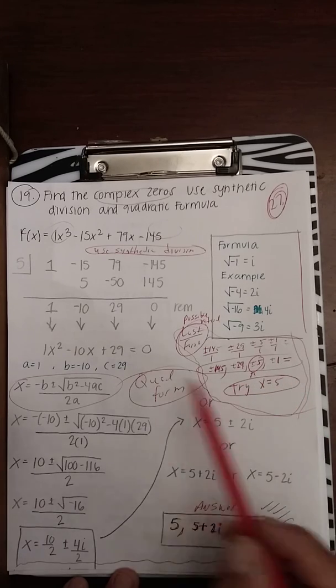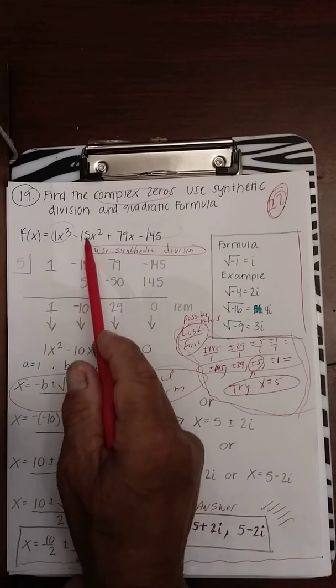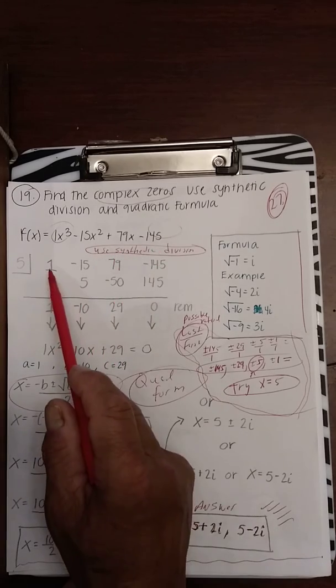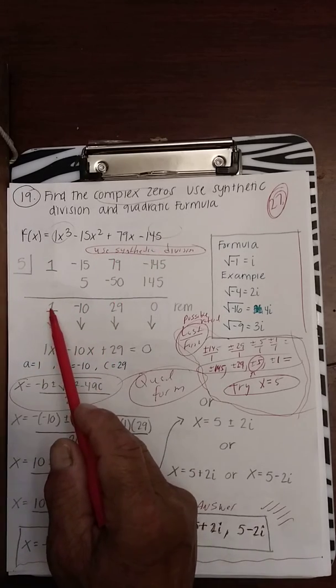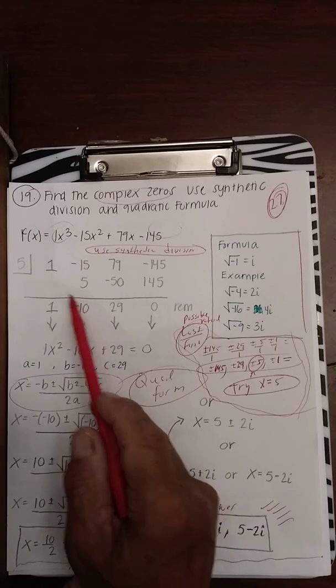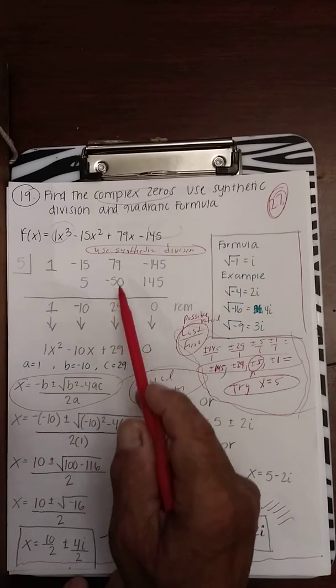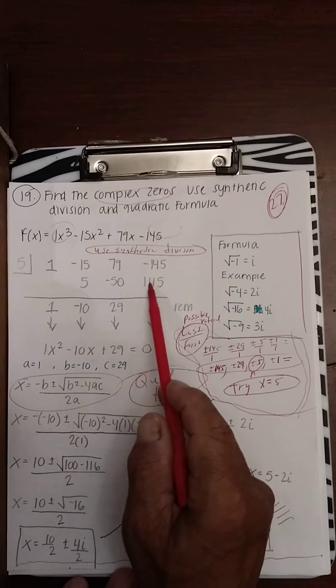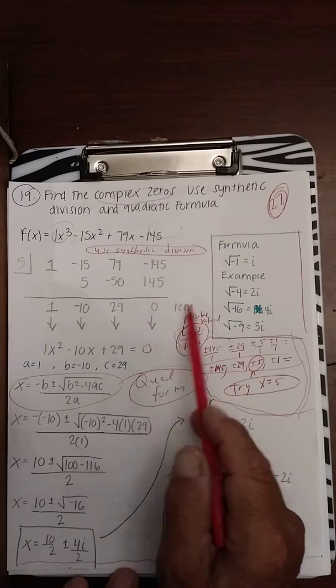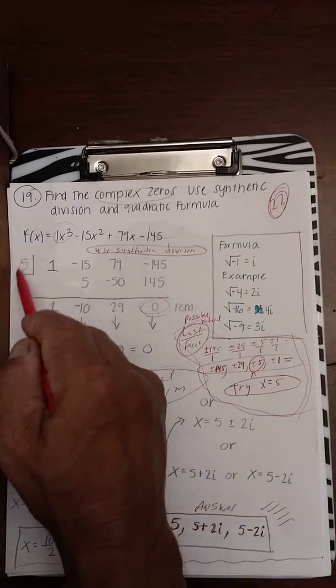Let's try 5. We'll put 5 here. Put the 1, negative 15, 79, negative 145. Bring the 1 down. 5 times 1 is 5. 5 and negative 15 is negative 10. 5 times negative 10 is negative 50. Negative 50 and 79 is 29. 5 times 29 is 145. Negative 145 and positive 145 are gone. So the remainder is 0, which means yes, this is an answer.